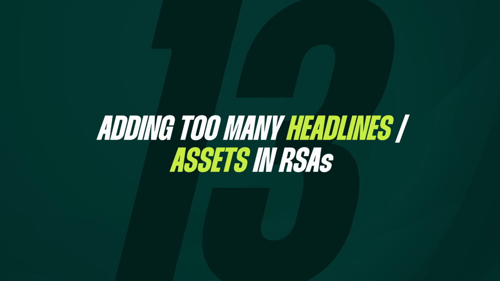Number 13, adding too many headlines in responsive search ads. The problem with this is twofold. Too many assets are impossible for the algorithm to accurately test. It's also difficult to write 15 quality headlines that are all different, hitting different intents. The end result is usually that all your headlines are either overly generic or low quality.